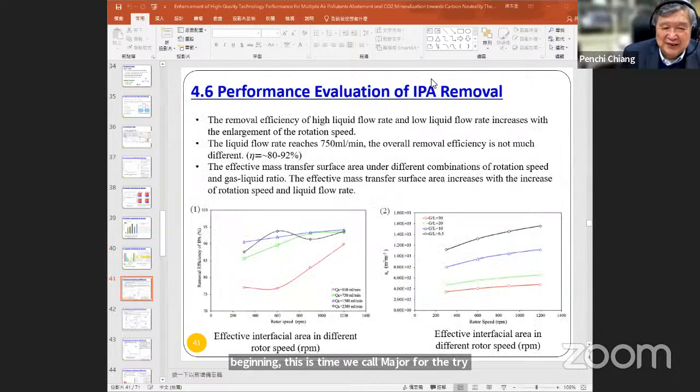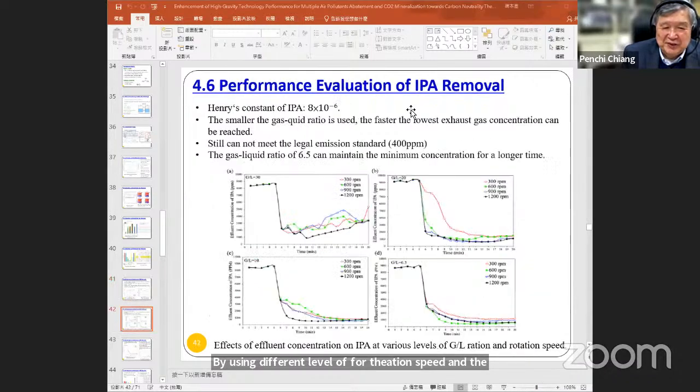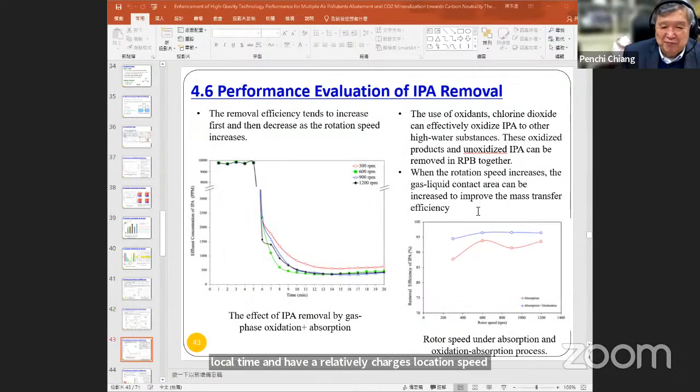And this time we are using the same techniques, using different levels of rotation speed and the standard gas-liquid ratio, to try to evaluate the performance of the IPA. As you can see here, we have done a lot of experimental work. Once we have relatively longer times and a relatively larger rotation speed, we can get a better performance, as shown here.